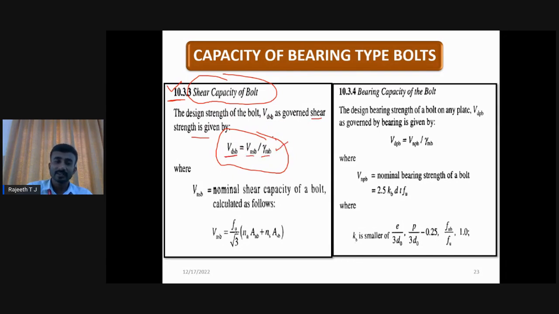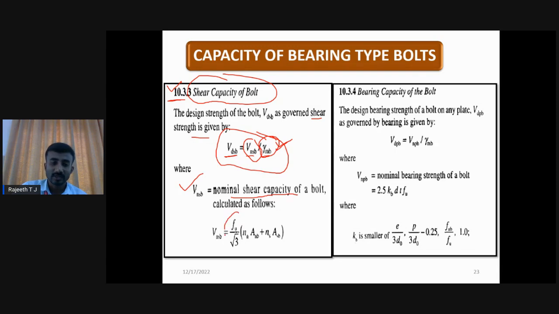So we know already what is gamma MB. Gamma MB is the partial safety factor for material, which is available in Table 5. Okay. So what is VNSP? VNSP is the nominal shear capacity of the bolt. So how are we going to calculate this?